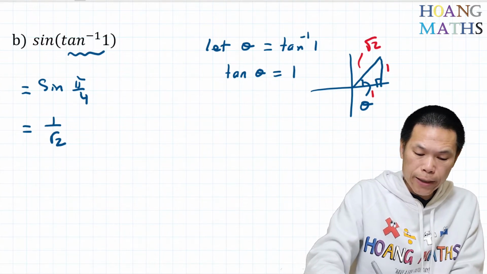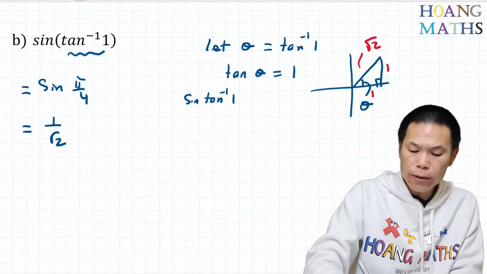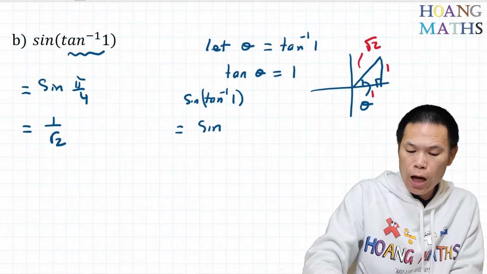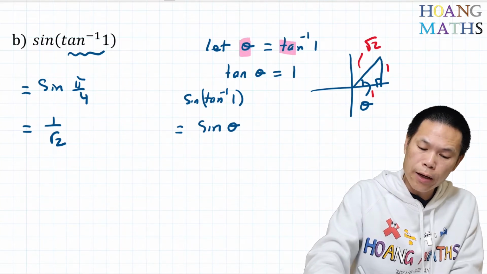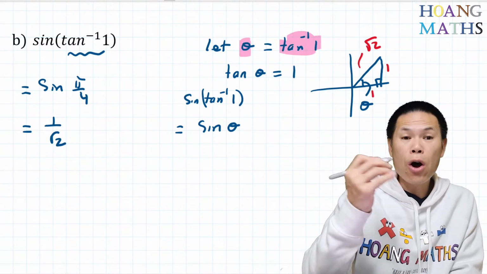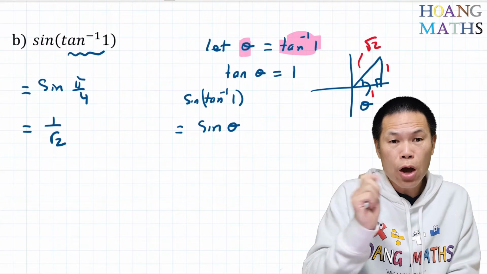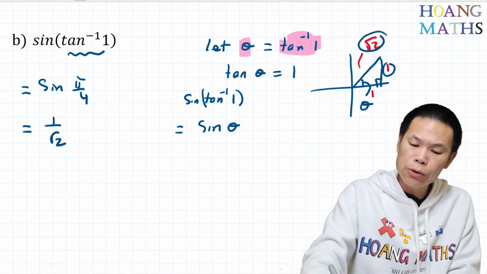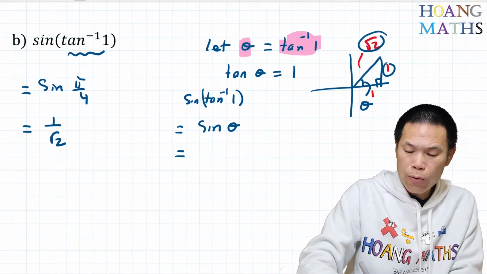So this means that sine of tan inverse of 1 is exactly the same as sine of theta, because theta is tan inverse of that. So now in the first quadrant, sine of theta, sine is opposite over hypotenuse. So opposite is 1, hypotenuse is root 2. Therefore, the answer is 1 over square root of 2.